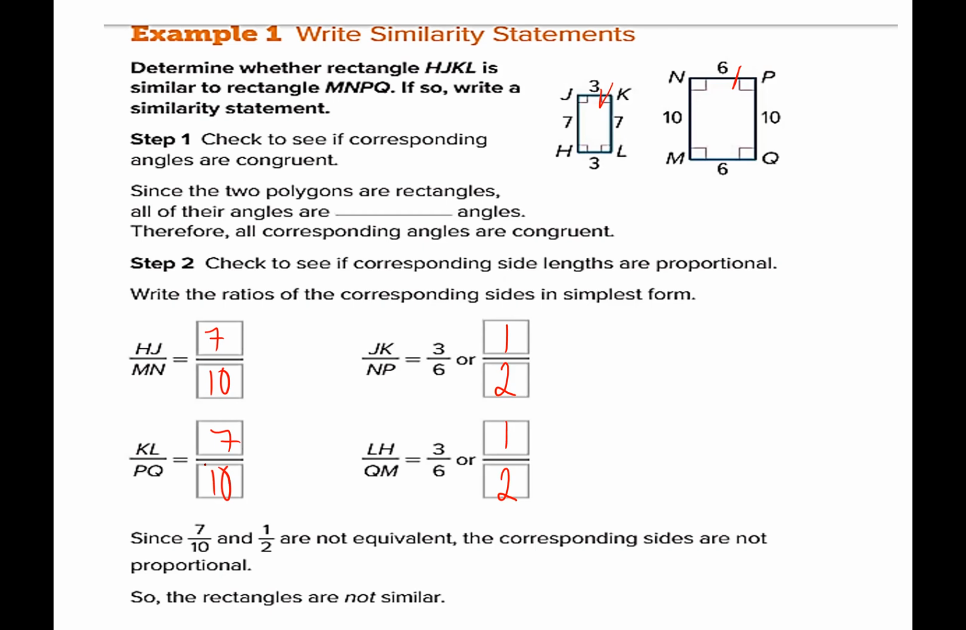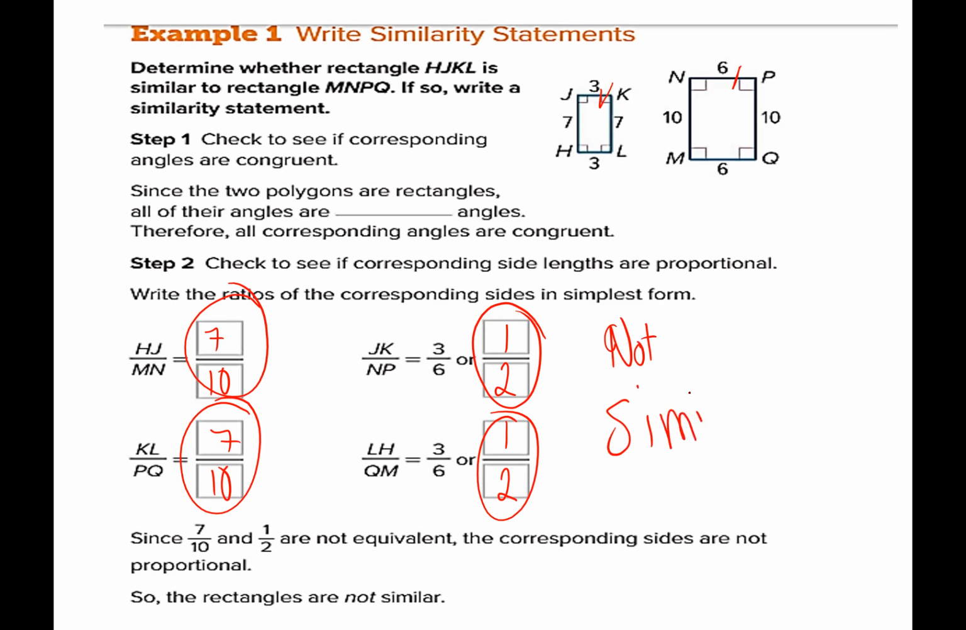So now you have to ask yourself, are these fractions or ratios equal? Is it constant? Do they have the same value? No, they don't have the same value, half and 7 over 10. So these two shapes are not similar.